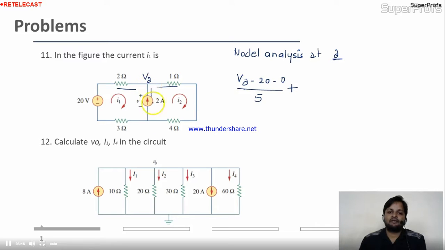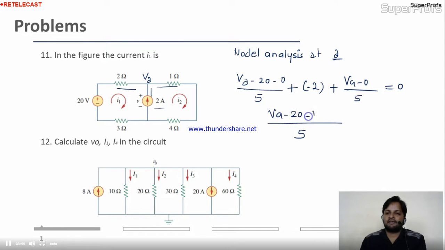Okay, fine. What about this? In this branch, 2 ampere is coming already. For the incoming current, negative sign, 2 ampere is the value. Fine. Next, this branch: VA minus 0 divided by 1 plus 4, it's 5 again, equal to 0. Only one unknown, one equation. You can take 5 as LCM: VA minus 20, this is the minus sign, minus 10, plus again VA equal to 0. 2VA equal to 30. Finally, VA equal to 15 volt.